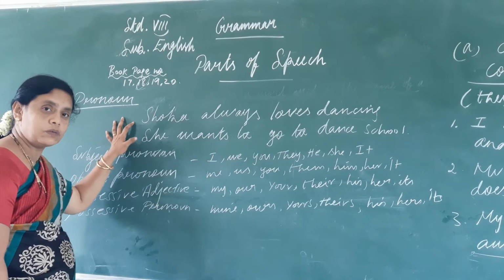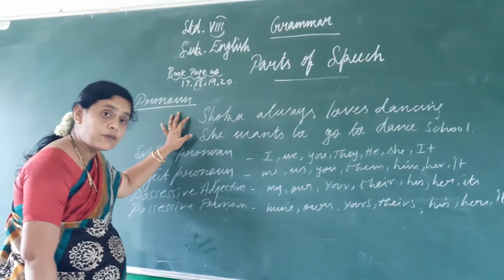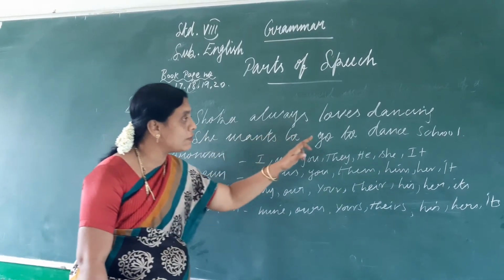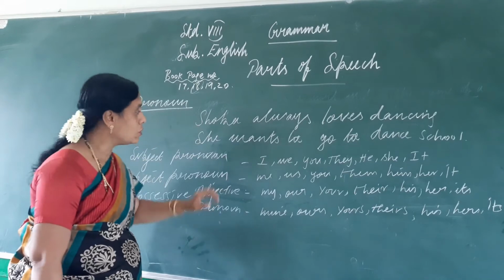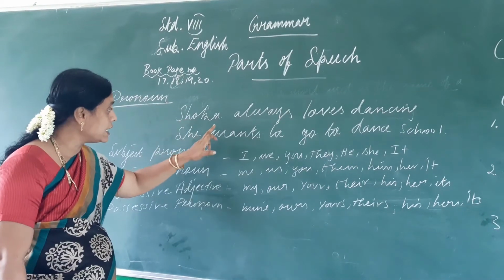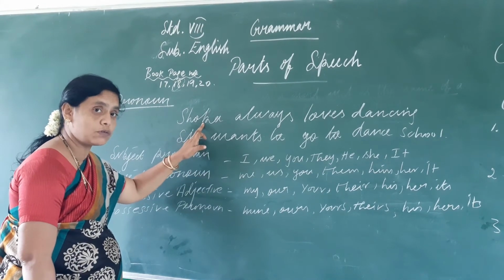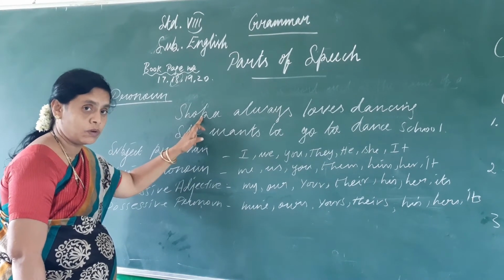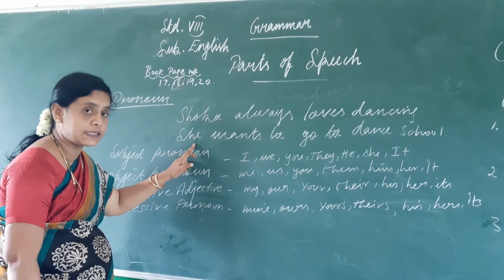So now, pronoun. As we saw in the definition of the pronoun, instead of a noun we can use a pronoun. For example, Shobha always loves dancing. She wants to go to dance school. So here in this example, she replaces Shobha. She is a pronoun and Shobha is a noun. Instead of the noun Shobha, we can use she as a pronoun.